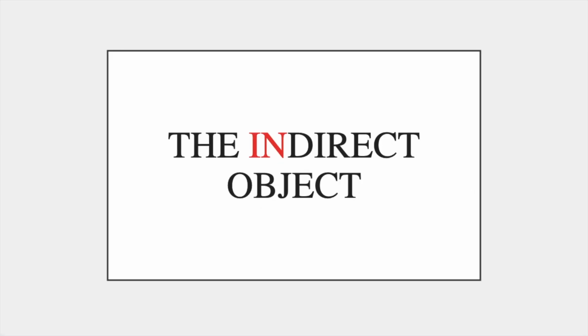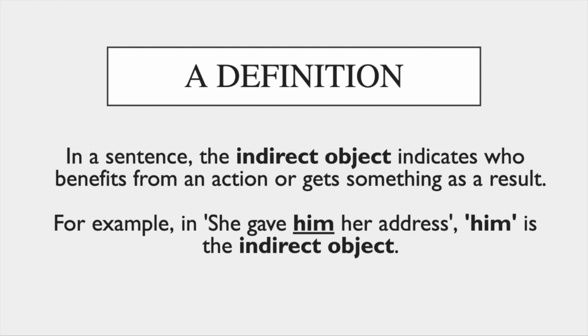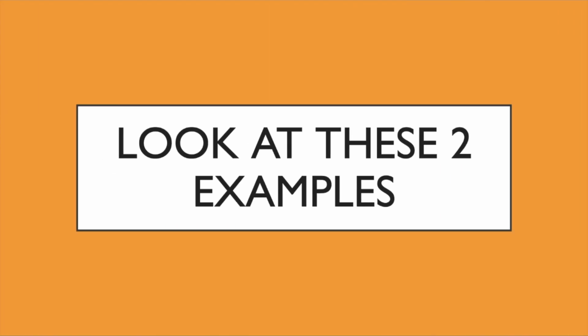This lesson is about the indirect object. An indirect object indicates who benefits from an action or gets something out of it as a result. For example, when you say "she gave him her address," "him" is the indirect object because him receives, is the receiver. Let's look at these two examples.